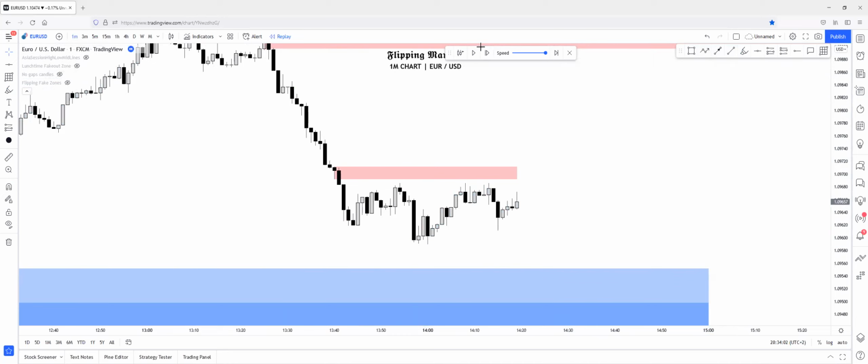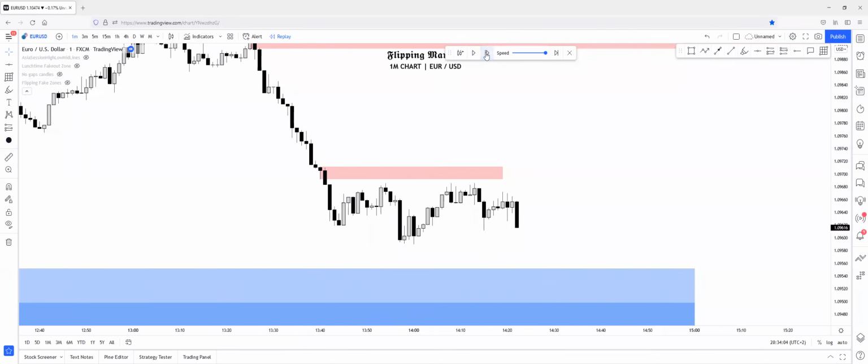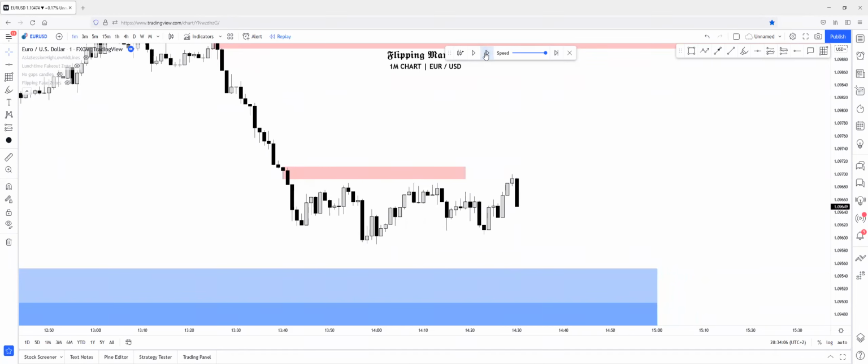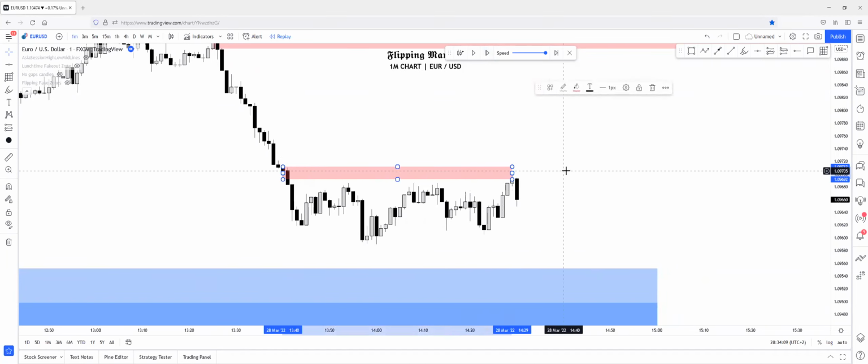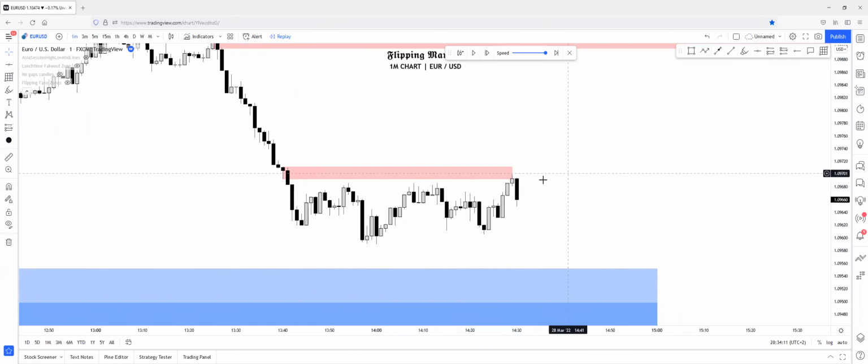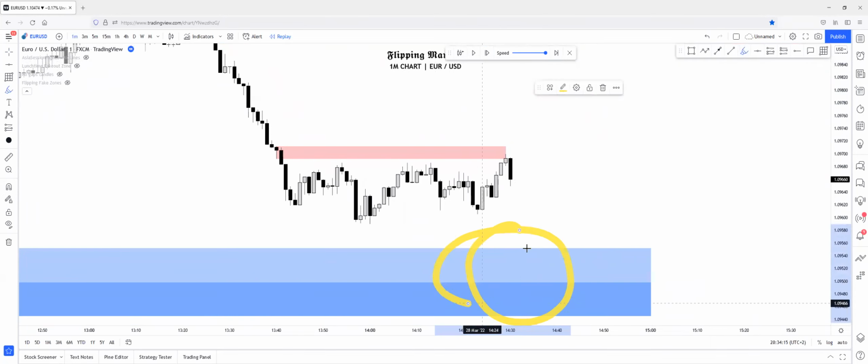Okay, so we are waiting for a clean reaction. Tap of the zone has happened, as you can see. So what can we expect from this tap? What can we expect from this supply tap? We can expect the tap of this demand zone down here, right? And what can we expect after the tap of this demand zone?